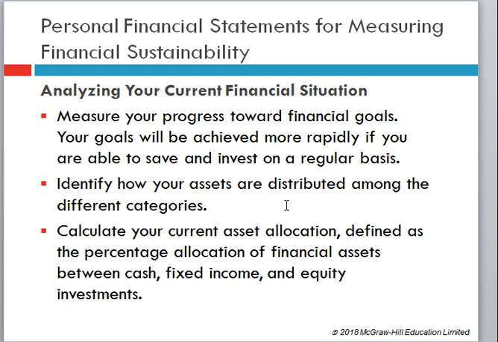Identify how your assets are distributed in different categories. So once you create a financial statement called a balance sheet, you know how much liquid assets you have, how much fixed assets you have, what is the money blocked in real estate, etc. Calculate your current asset allocation. Means dividing between cash, fixed income and equity investments.